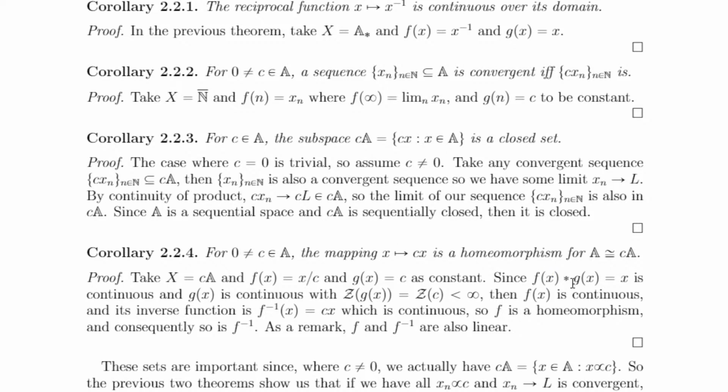So our product f of x times g of x gives us x, right? Because f of x is x divided by c and g of x is c, their product will just be x. Since this product is x, that's continuous.